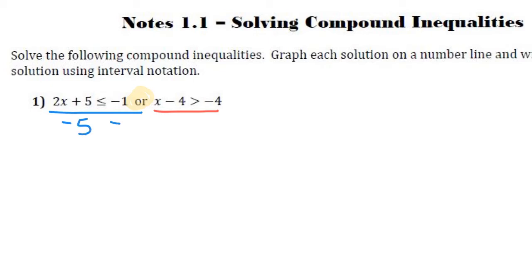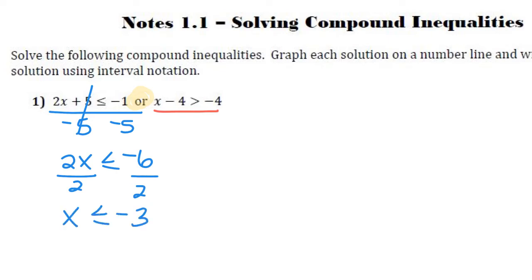So my first step is to subtract 5 on each side of my inequality, leaving me with 2x is less than or equal to -6. And I'm going to divide each side by 2, so x is less than or equal to -3. I'm going to put that on hold and tackle the second inequality. That will require me to add 4 to both sides. So I'm going to have x is greater than 0. And those are my two solutions, but it is worth noting that we have the word or.